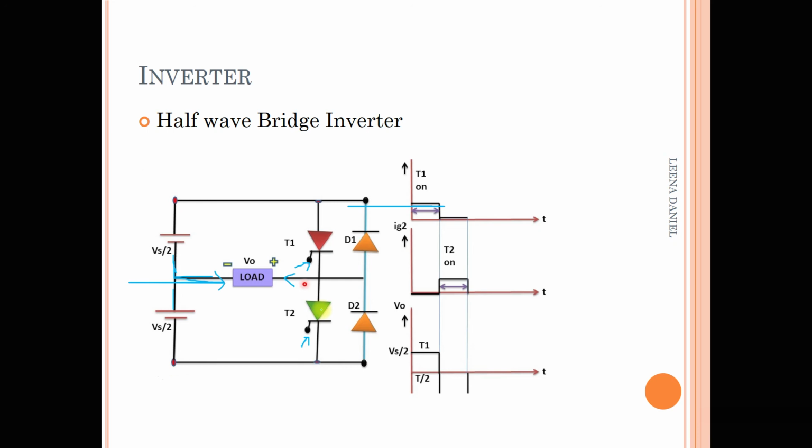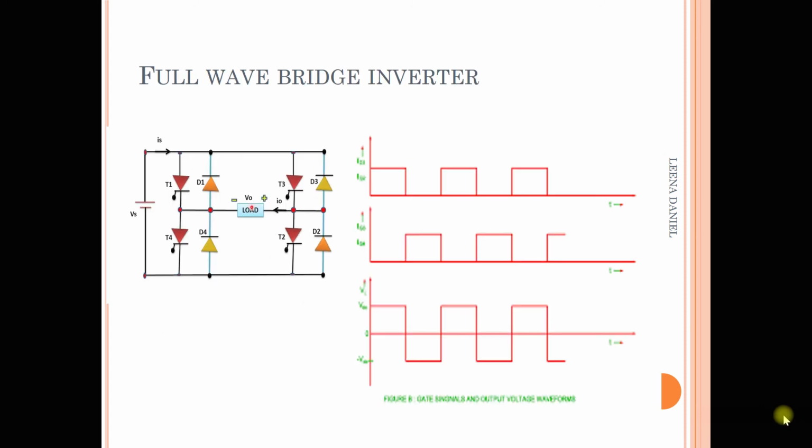And D1 and D2 both are the feedback diodes. Feedback diode means if the thyristor T1 is in opposition, and here we use the RL load, so this diode would give the path for the current to flow. Okay, this is the full wave bridge inverter.